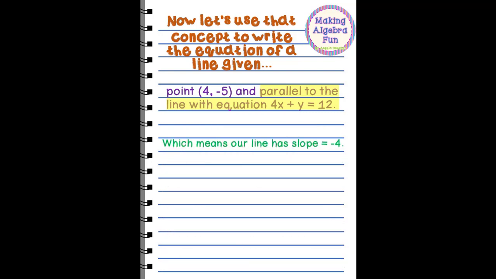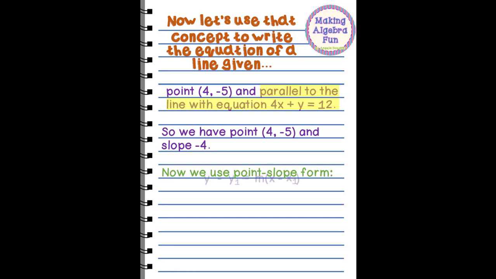So here's what I've got. I've got a point (4, -5), and now I have a slope. And when I have a point and a slope, I can use point-slope form to write my equation. You're probably going to recognize this. Now we sub in the y value. The y value comes from the point. The y value is -5. I'm going to replace it.